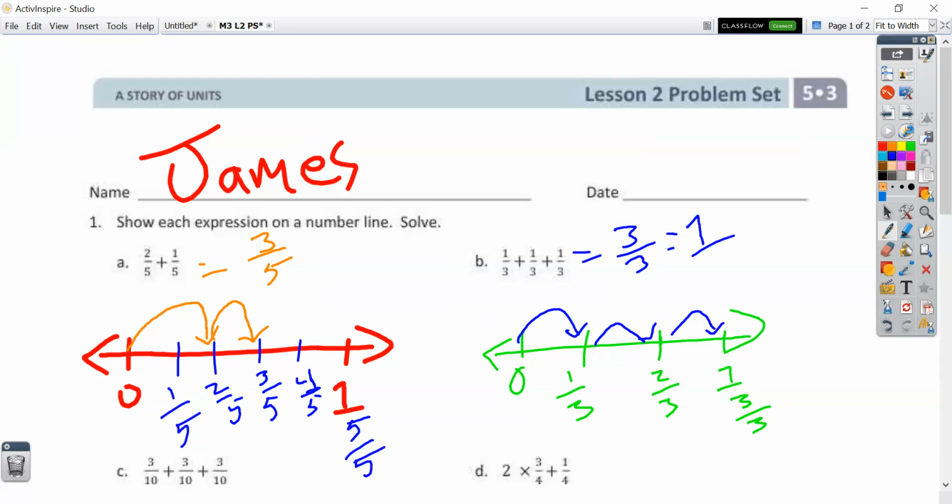Now, if I was to convert this into a multiplication sentence, because multiplication is repeated addition, I see 3 groups of 1/3. Now that's a little extra. I just want you to think about it.